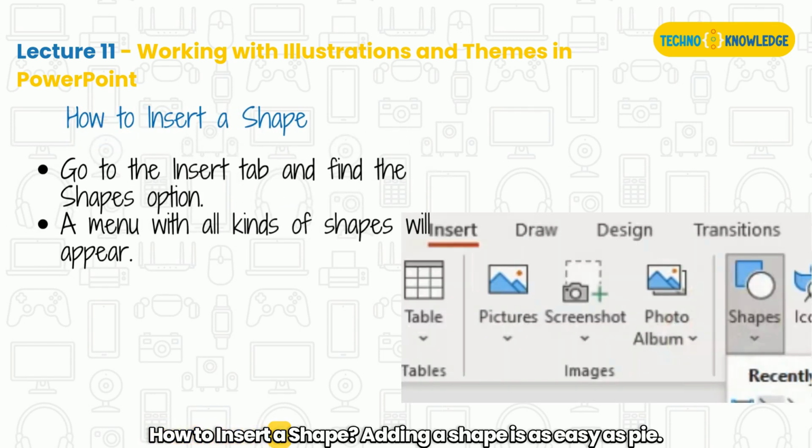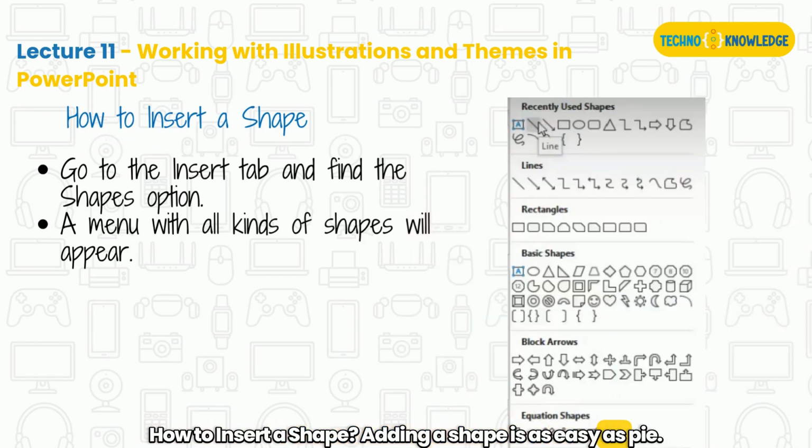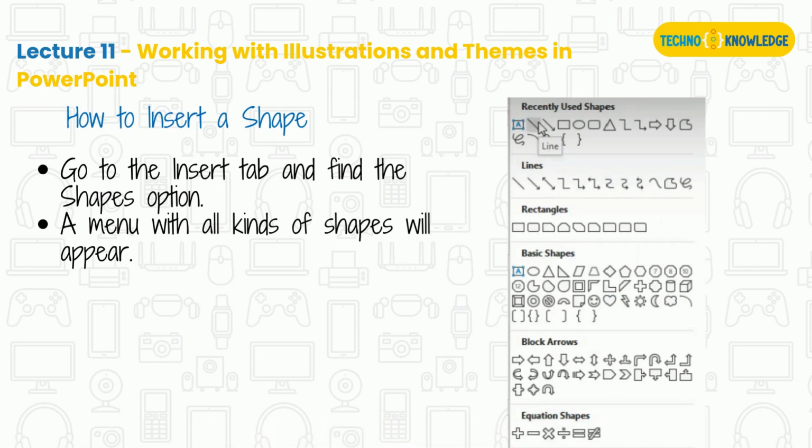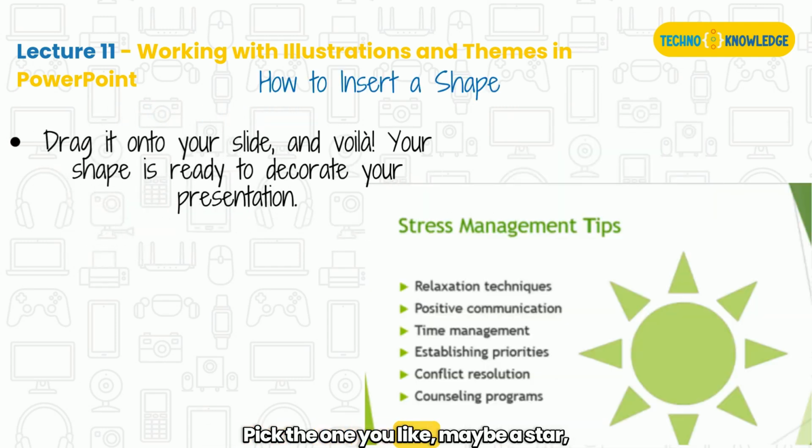How to insert a shape. Adding a shape is as easy as pie. Go to the Insert tab and find the Shapes option. A menu with all kinds of shapes will appear. Pick the one you like, maybe a star. Drag it onto your slide and voila! Your shape is ready to decorate your presentation.